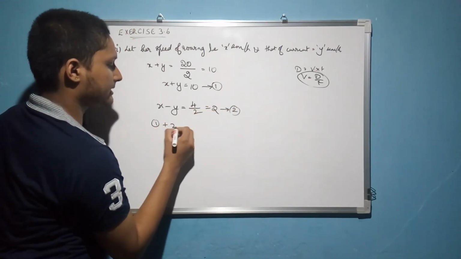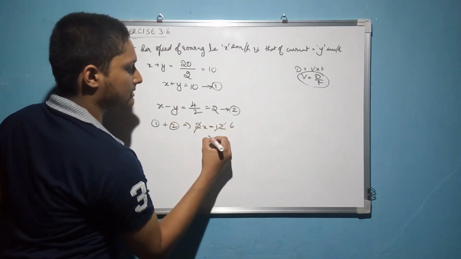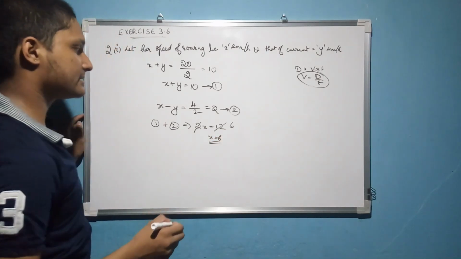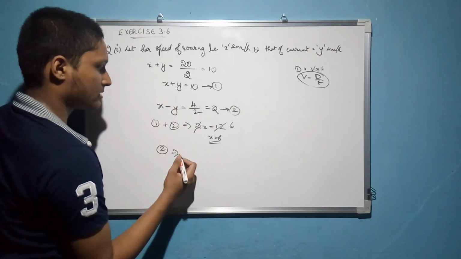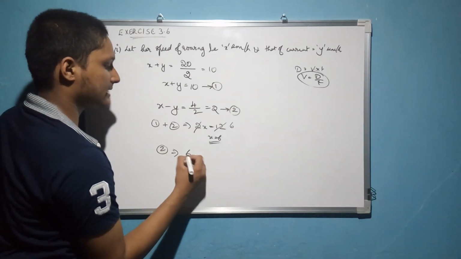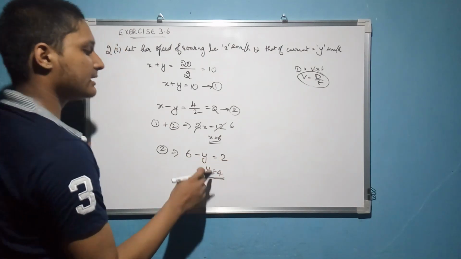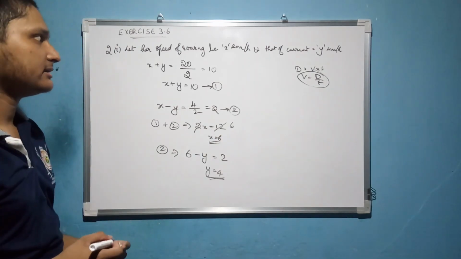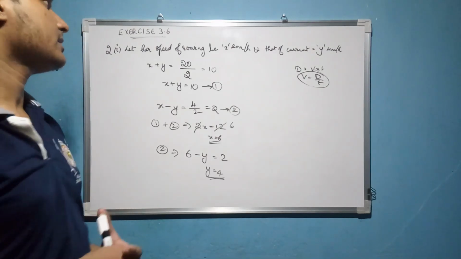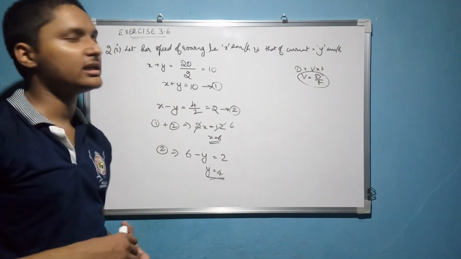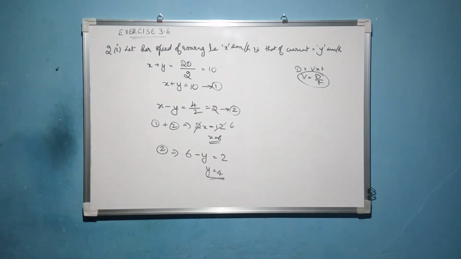I'll add the first and the second. It is going to be 2x is equal to 12. Therefore, x is equal to 6. Okay, x is equal to 6. From one of these equations, I'll take the second equation. When x is equal to 6, then y should be equal to 4. X is equal to 6, y is equal to 4 is the answer. That is the speed of rowing of the boat by the girl, Ritu, which is 6 km per hour, and that of the current is 4 km per hour.